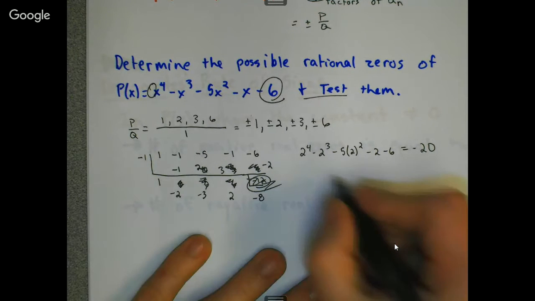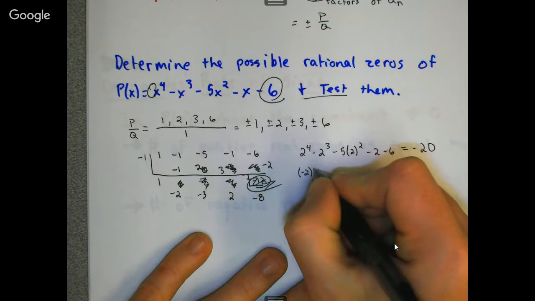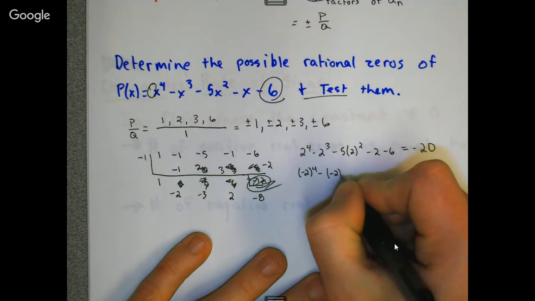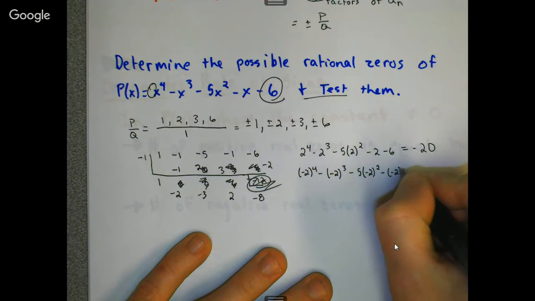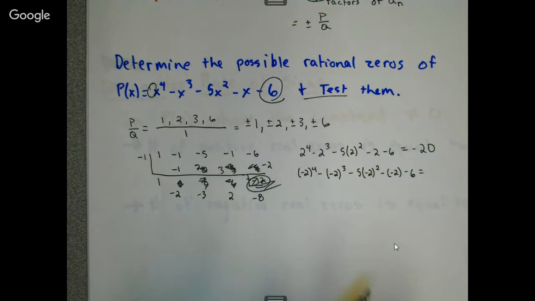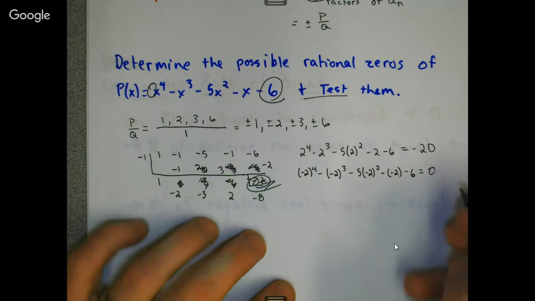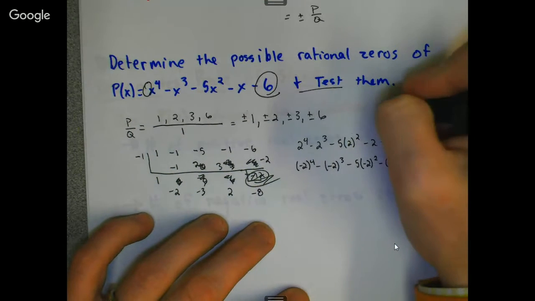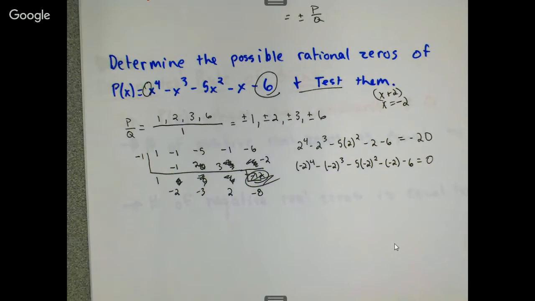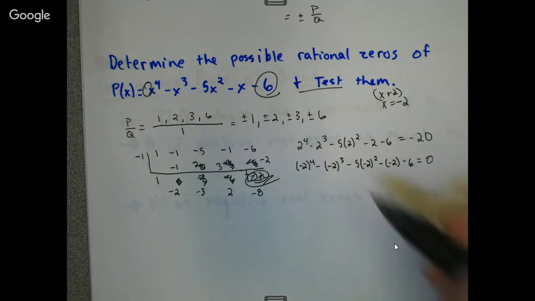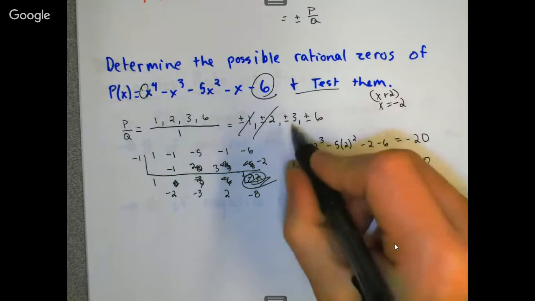If you plug in -2, so you get -2 to the 4th minus -2 to the 3rd minus 5 times -2 squared minus -2 minus 6. You have to be careful this way because of all these parentheses and the negative signs. In this case, you get 0. So is -2 a 0? Yes. So we might just note here that x equals -2, so x plus 2 is a factor. So we checked all those, now we need to check those.